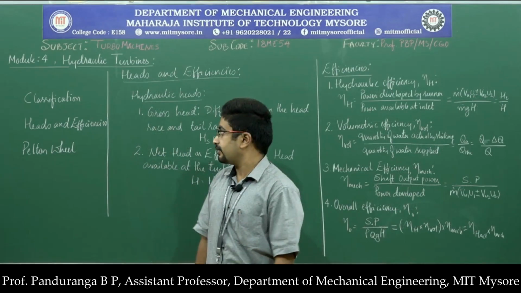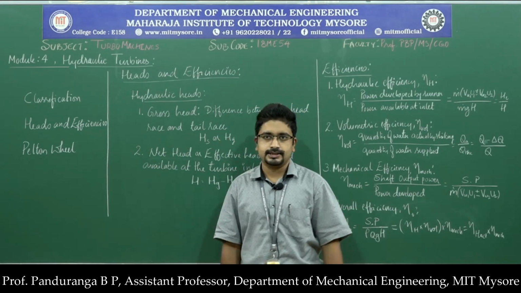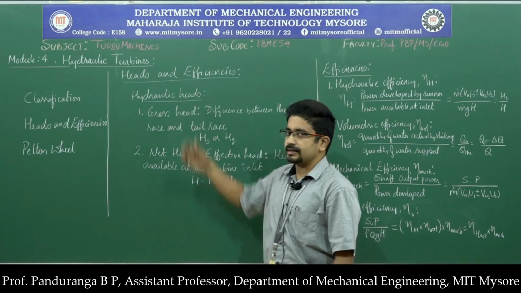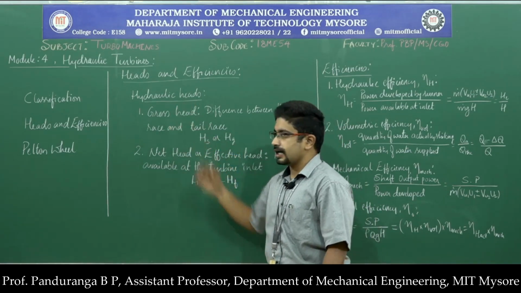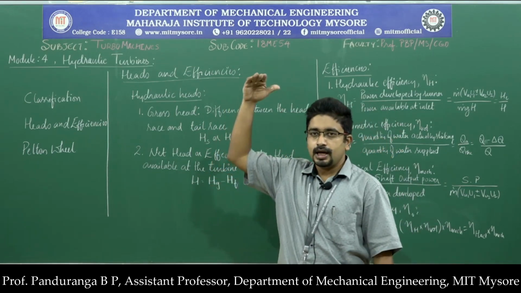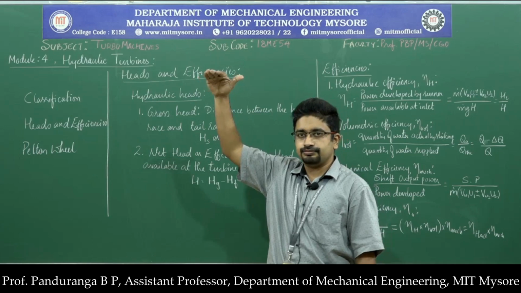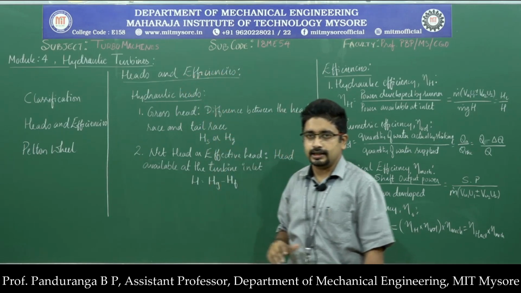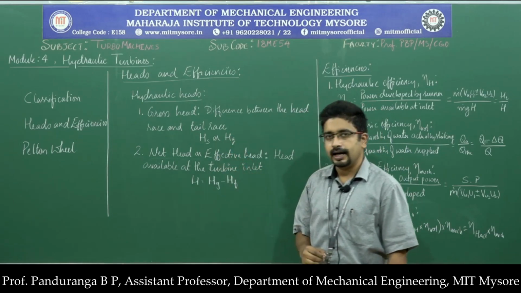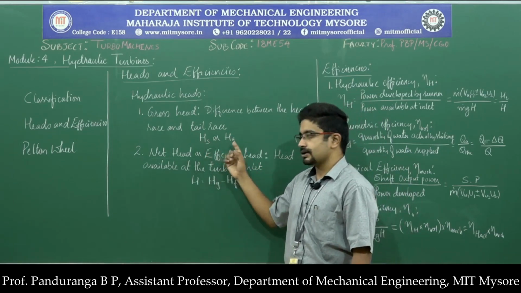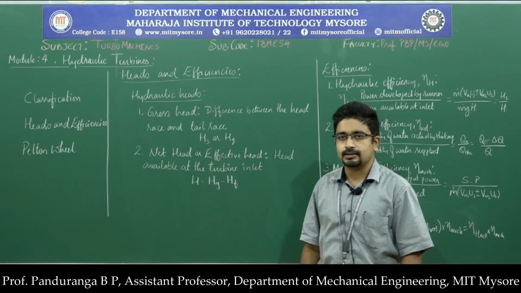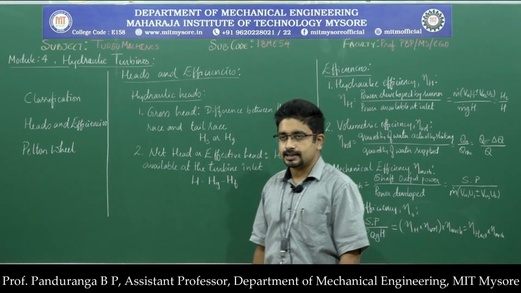Now let us see the different heads as well as efficiencies involved in a hydraulic turbine. The hydraulic heads: the first one is the gross head, and as I said in the beginning, that is the difference between the levels of the head race and the tail race. So that is the height difference between the head race and the tail race, and it is denoted by the letter Hg. In some books it is denoted as Hs.